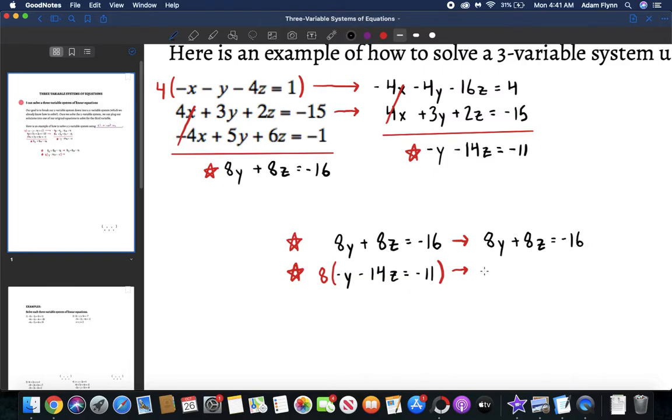But my bottom equation becomes negative 8y minus 112z equals negative 88. I will combine these two equations, eliminating my y. When I do this, y's are gone, and I get 8z minus 112z, which is going to be a negative 104z, equals negative 16 minus 88, which is going to be negative 104.